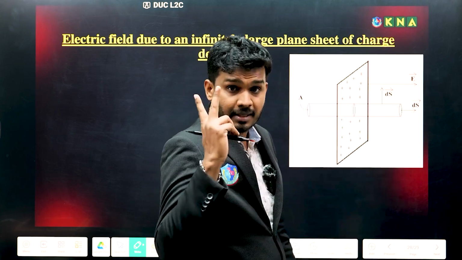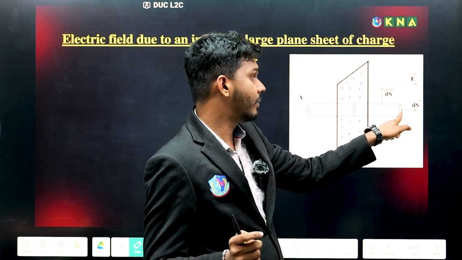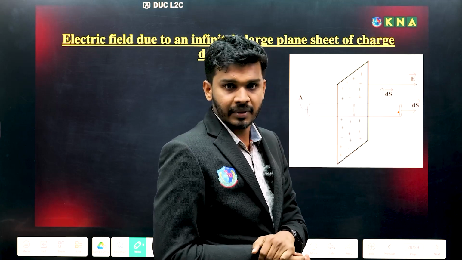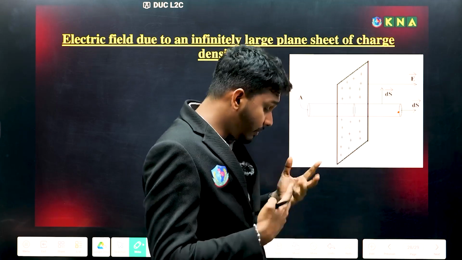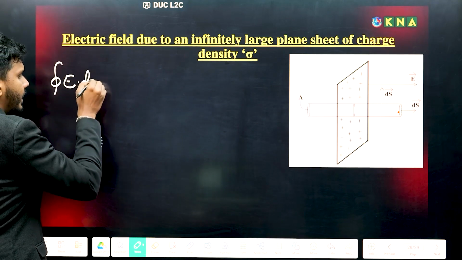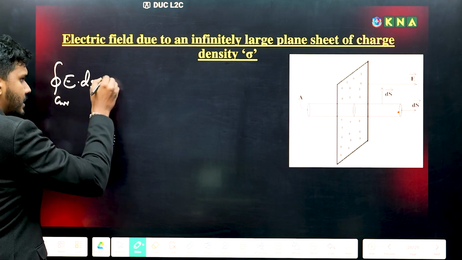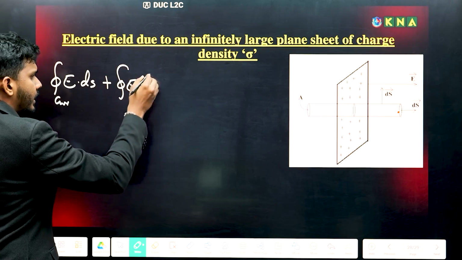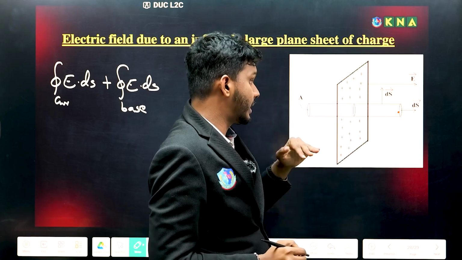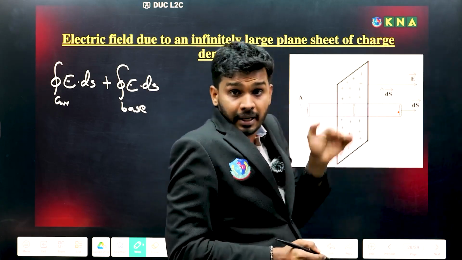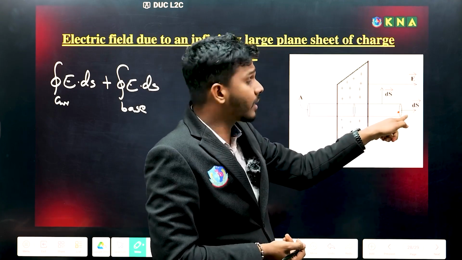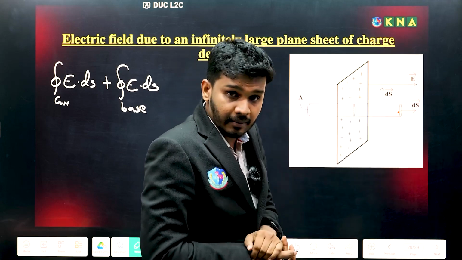This cylindrical surface has two parts: one is the base, and the other is the curved surface. Then what is the total electric flux? Total electric flux is the integral of E·dS over the curved surface plus the integral of E·dS over the base. For this plane sheet with positive charge, the electric field is always away from the charge.